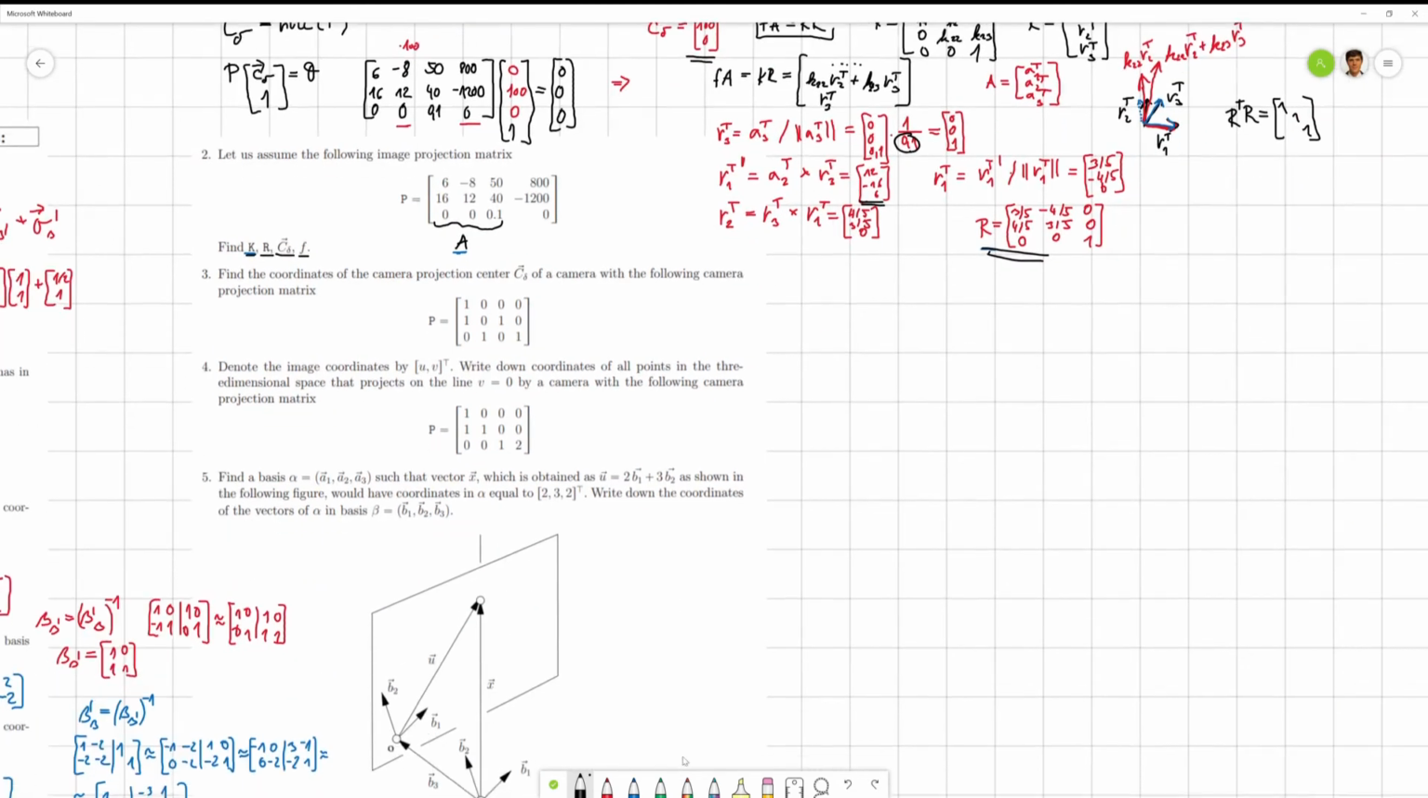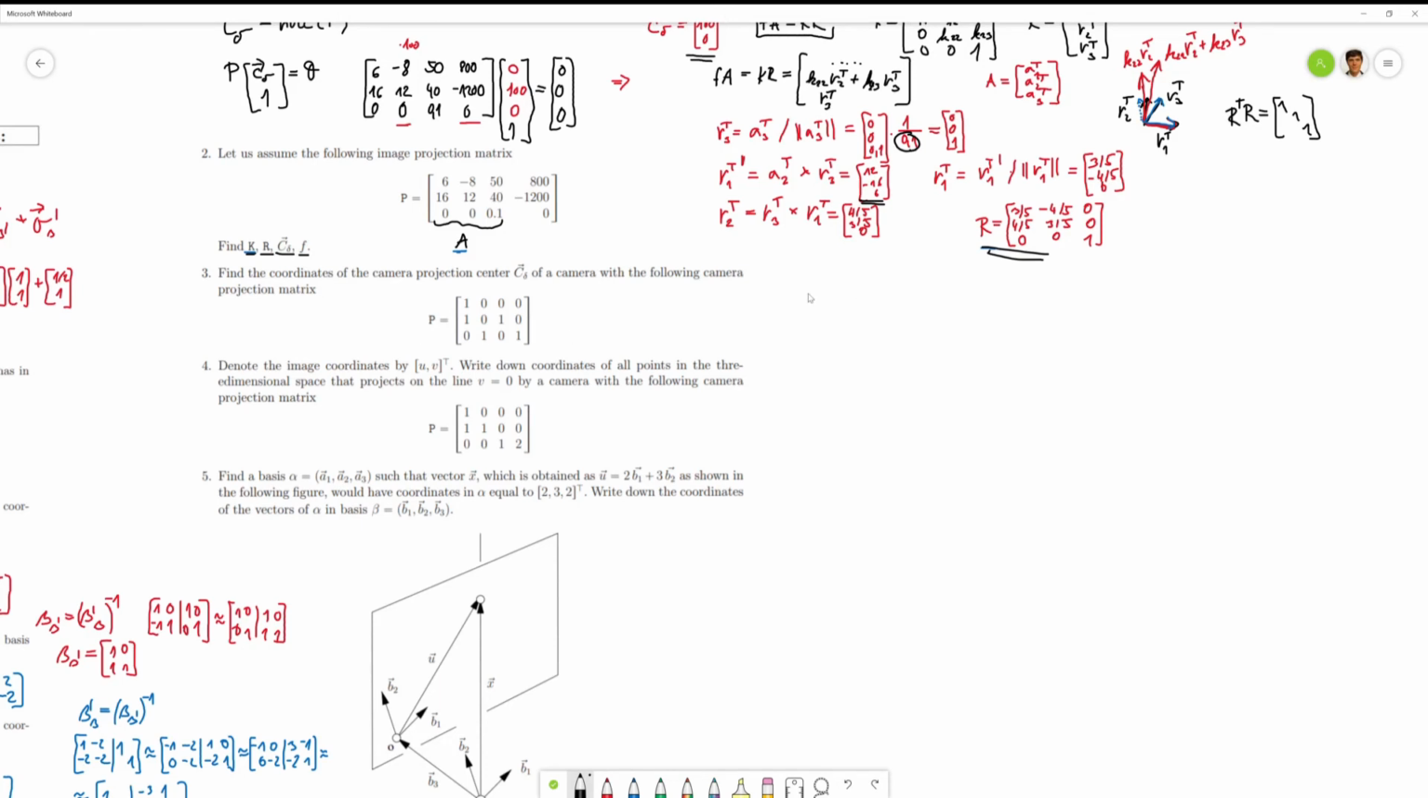The next, third task is to find the camera projection center C in delta with the following projection matrix. So we will apply the same approach. We will compute the null space of matrix B. In other words, we are looking for any multiple of the first, second and third column to get the fourth column. So we can see that, for example, -1 times the second column will give us the 0 vector. Therefore, C delta is 0, -1, 0.